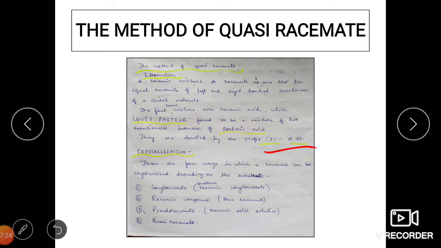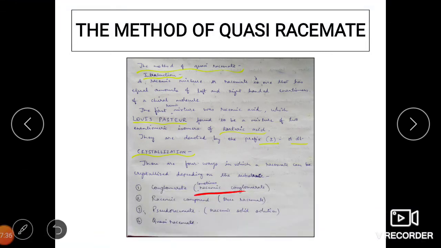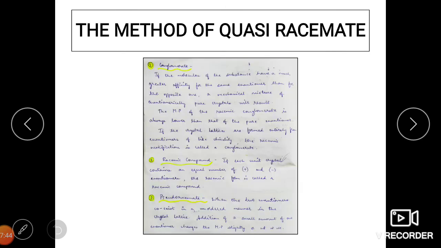Now coming to crystallization. There are 4 ways in which a racemate can be crystallized depending on the substance. First we have conglomerate, which is also called racemic conglomerate. We have a racemic compound, which is also called a true racemate. We have pseudo-racemate, that is racemic solid solution, and we have the quasi-racemate. So we will understand one by one.